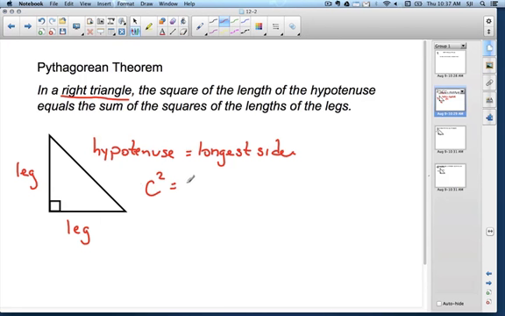The variables that we use for the legs are a and b. And there we have the Pythagorean theorem written out as an equation. It's c squared is equal to a squared plus b squared. The hypotenuse is the c, and then either one of these legs, it doesn't matter which one, they're known as a and b. So we're going to use this formula, c squared equals a squared plus b squared, in order to solve for the length of a leg or a hypotenuse.